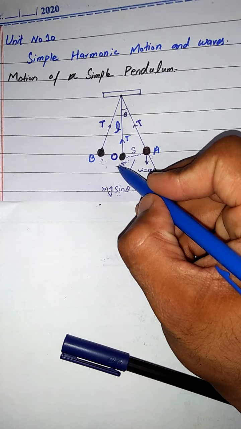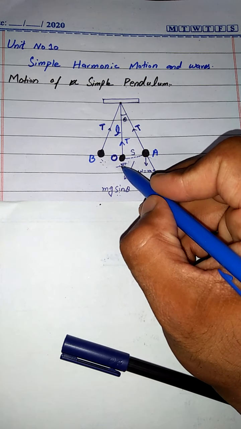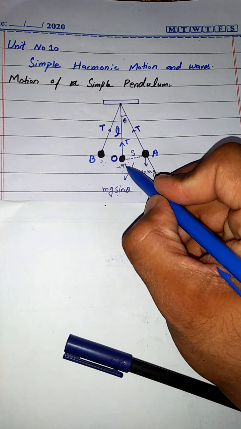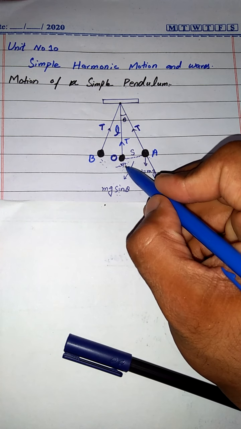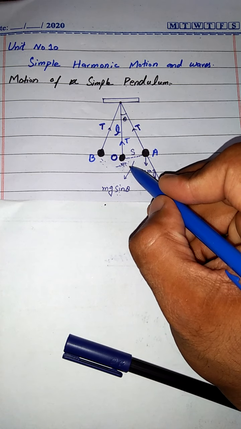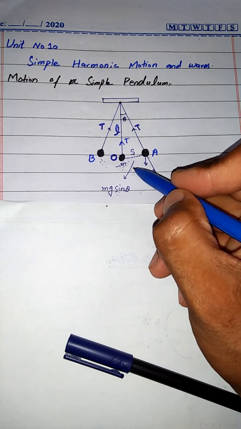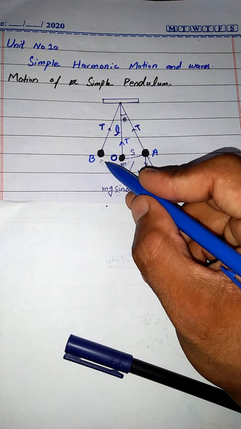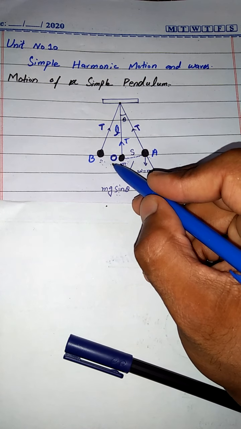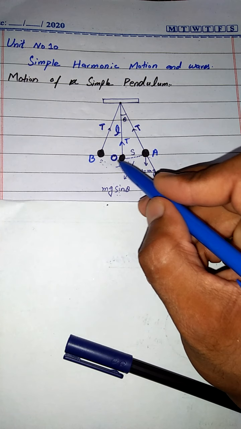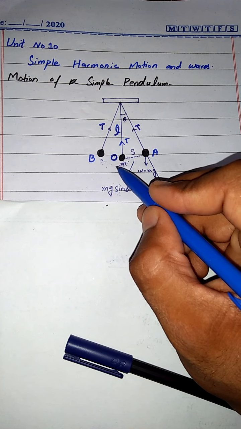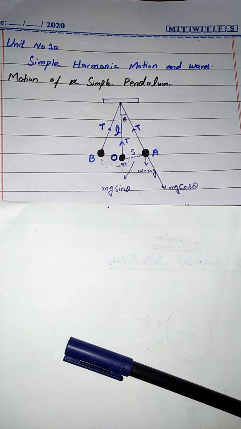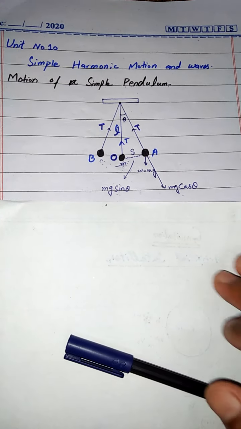It is clear from all this explanation that the speed of the bob increases while moving from point A to O, due to the restoring force which acts towards O. Therefore, the acceleration of the bob is always directed towards O. Similarly, when the bob moves from O to B, its speed decreases due to the restoring force which again acts towards O. It follows that the acceleration of the bob is always directed towards the mean position O. Hence, the motion of a simple pendulum is known as simple harmonic motion.